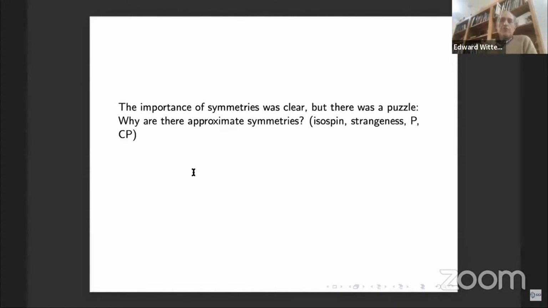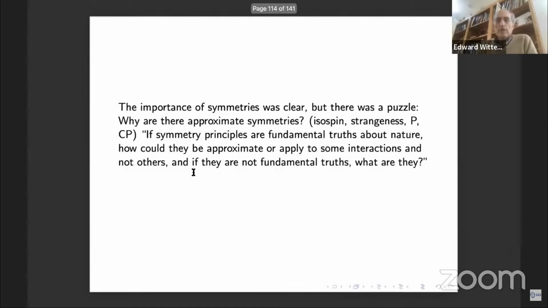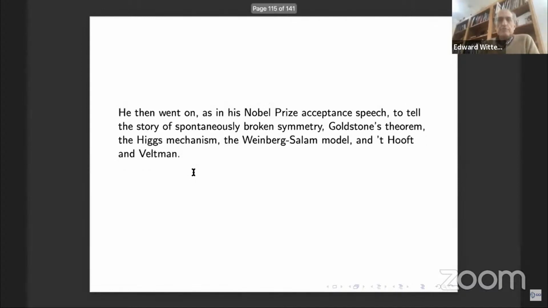Now Steve writes, the importance of symmetries was clear, but there was a puzzle. Why were there approximate symmetries? Roughly as he had said in the Nobel Prize speech, he writes, if symmetry principles are fundamental truths about nature, how could they be approximate or apply to some interactions, not others? If they are not fundamental truths, what are they? And as in his Nobel Prize acceptance speech, he went on to tell the story of how the standard model had developed. I won't repeat that part of it.